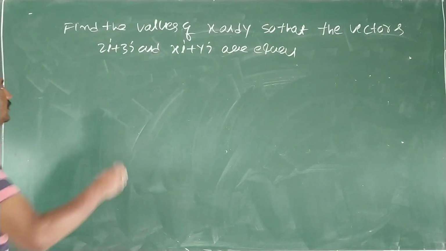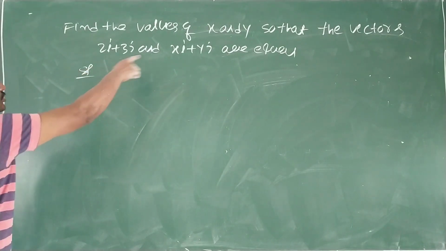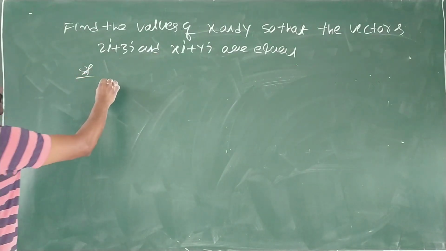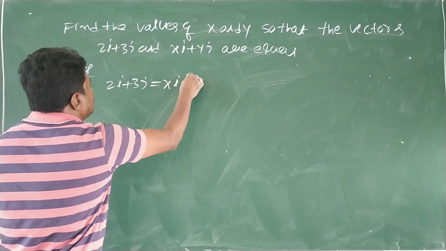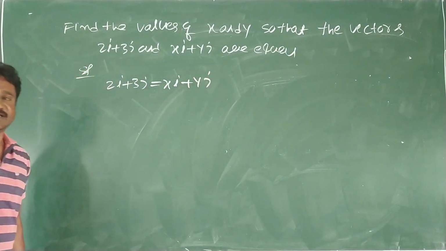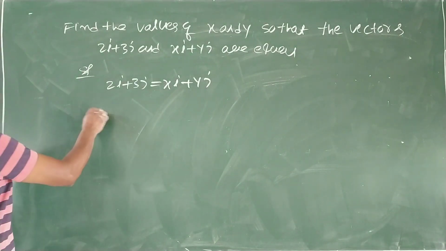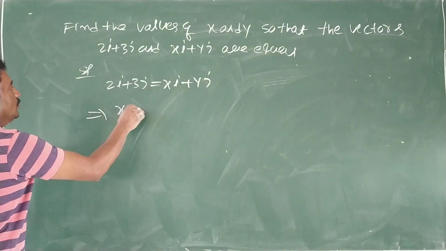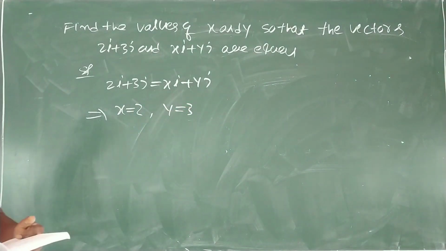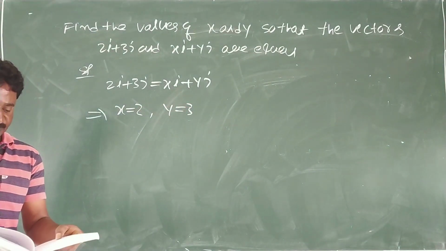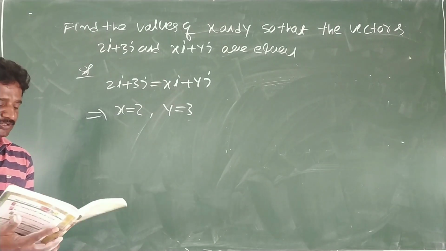Solution. So these two vectors are equal: 2i plus 3j is equal to xi plus yj. Tell me the x value, y value, students. So x equals 2, y equals 3. That's all. Next question.